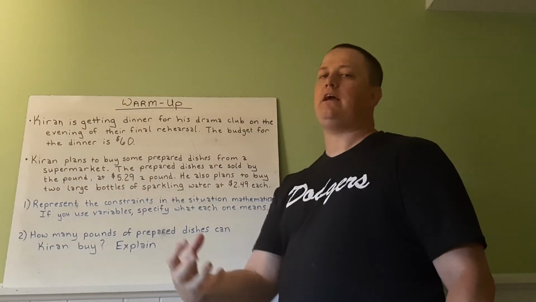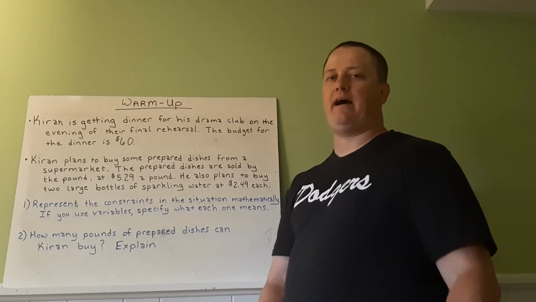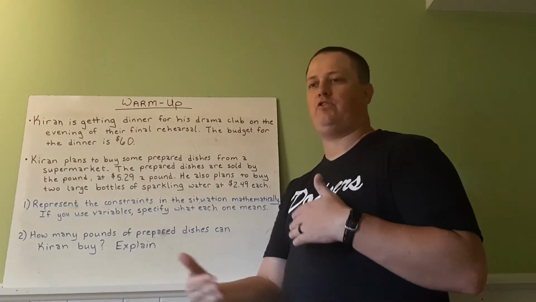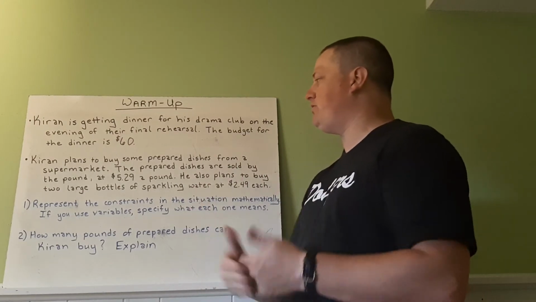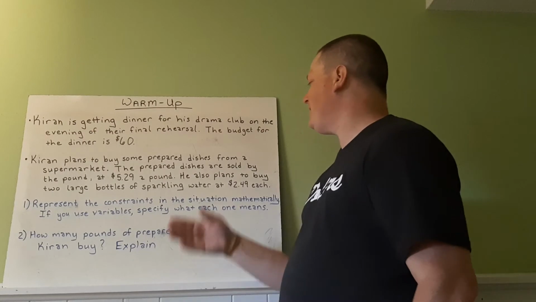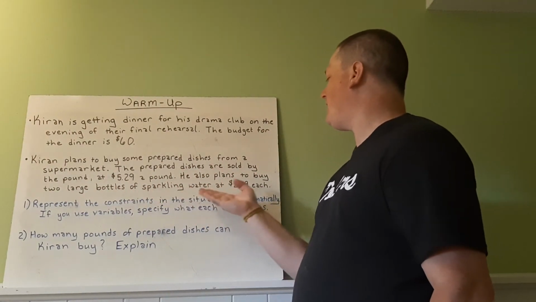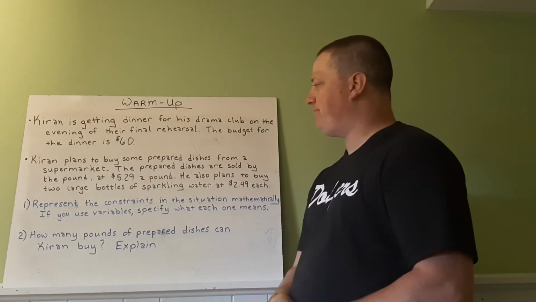So one dish would be $5.29. Two dishes would be $5.29 times 2, and so on and so forth. It would just go up based off of how many pounds. He also plans to buy 2 large bottles of sparkling water at $2.49 each.